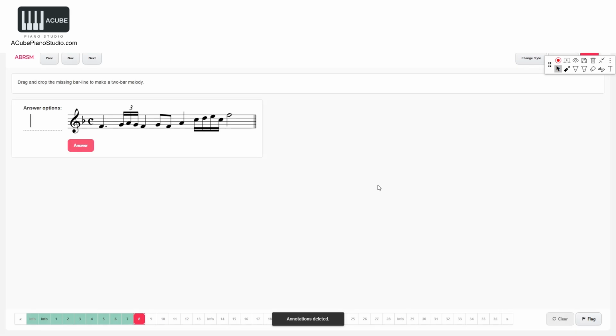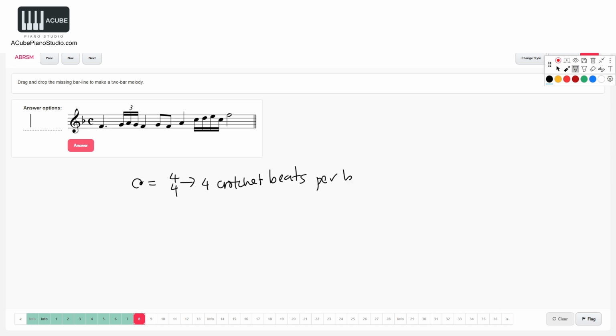All right, next question, drag and drop. So now we have this time, and when you see this sign here, it equals 4/4 time. In other words, we are looking at 4 crochet beats per bar because of the number 4 at the top. And because we have the number 4 at the bottom, it tells us that each beat is a crochet beat. Now with that, let's do this question here.